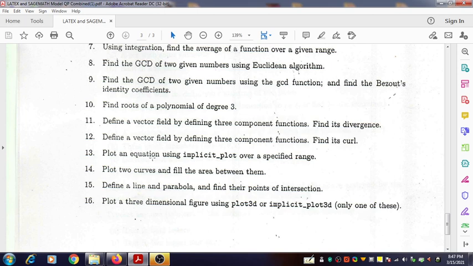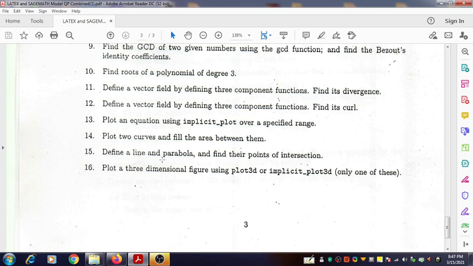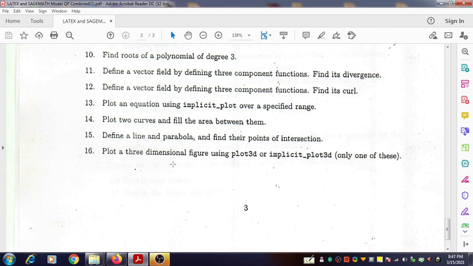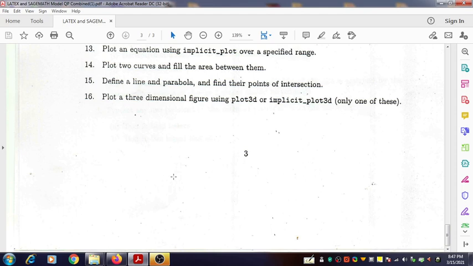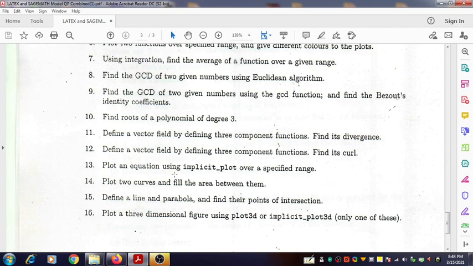Plot the equation using implicit plot over a specified range. Then, plot two curves and find the area between them. Define a line and parabola and find their point of intersection, and plot the three-dimensional figures using the commands plot3D or implicit_plot3D. Only one of these cases you have to answer. And these are the questions. This is only an outline of the questions.